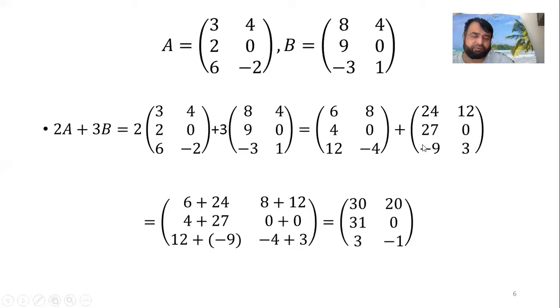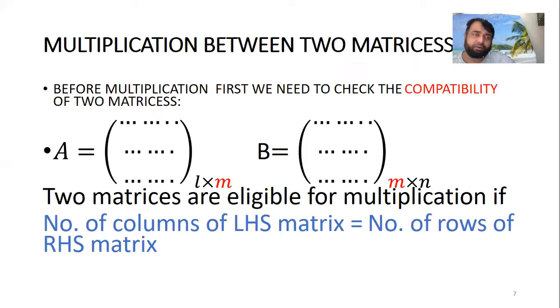Okay. Similarly, if there is a subtraction sign here, we'll just subtract after multiplication. And finally, you get this result. So after this, we get one matrix. The addition is a matrix here.